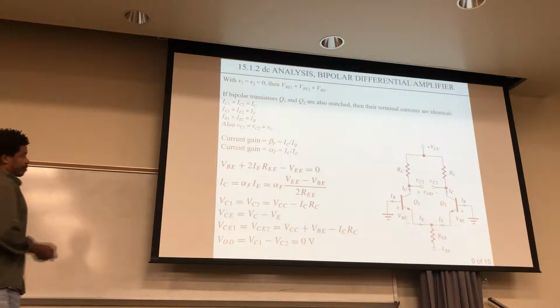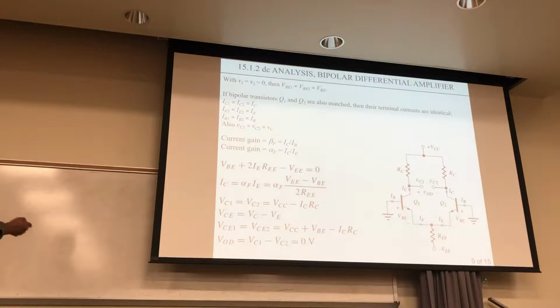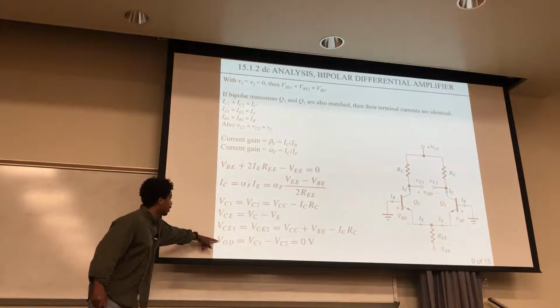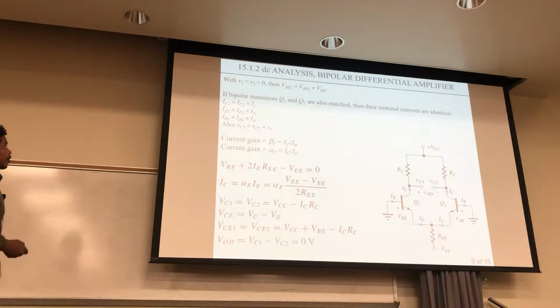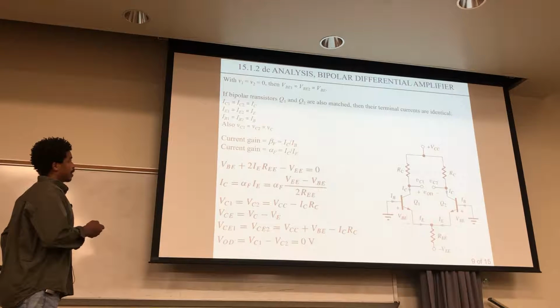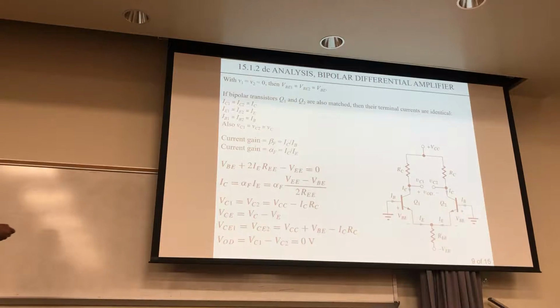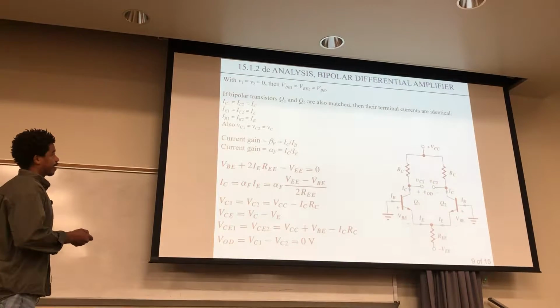And that's just due to KCL, conservation of charge. And also these voltages right here are the same. Okay, so that's where we get this situation between those two voltages. Now you have these gains. You have the current gain, beta, and that's IC over IB, the ratio between these. You have this other current gain, alpha, and that's IC over IE.